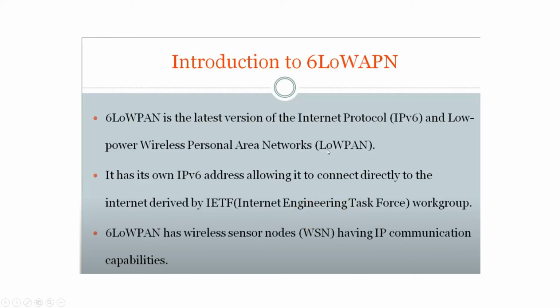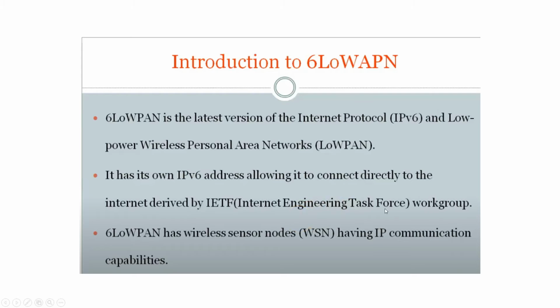So low power means low power consumption, it is very clear, right? The LO stands for low power, okay. The W stands for wireless personal area network. In addition to that, I'm going to add IPv6 capability, okay. So it can communicate with the end devices which are connected to the internet. That is the first thing you should understand. So it has its own IPv6 address allowing it to connect directly to the internet, okay, derived by the IETF working group, okay?